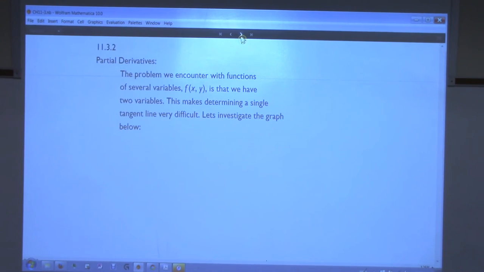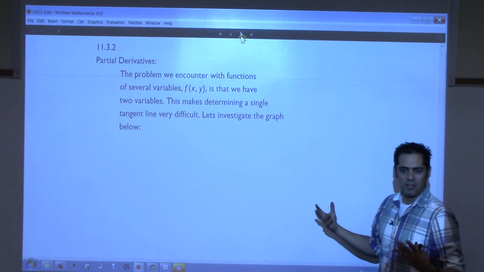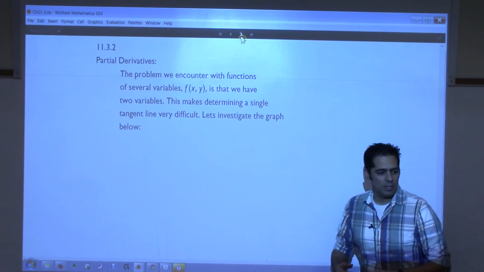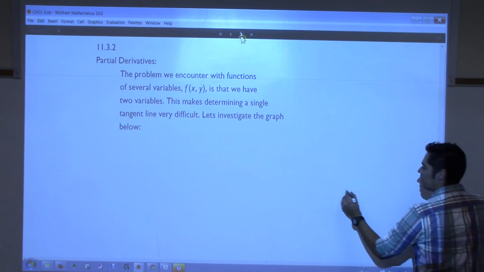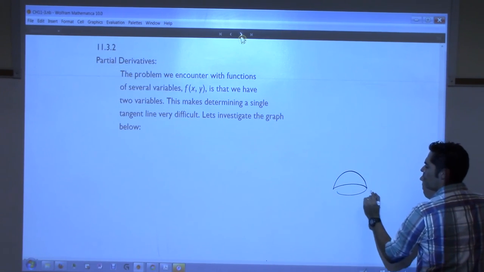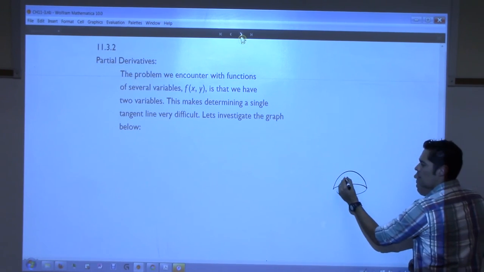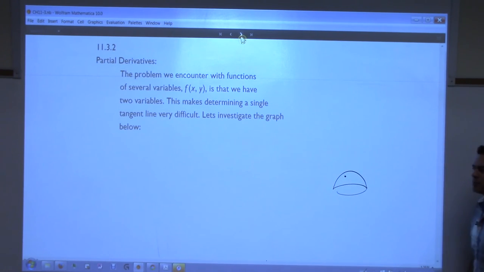The problem we encounter with functions of several variables is that we actually have two variables to start with. This makes determining a single tangent line difficult. So imagine, just for the sake of simplicity, that we're looking at that one problem that was the top of the ball, right? Just a dome. If I pick some point on this dome and I ask you, what's the slope of the tangent line? Why is that going to be sort of a confusing question?